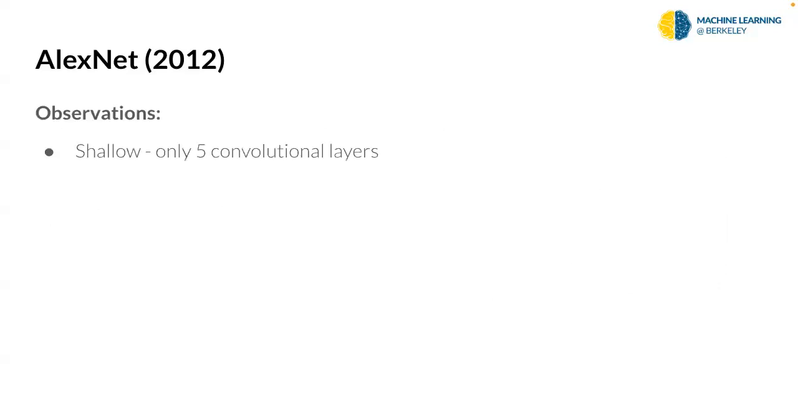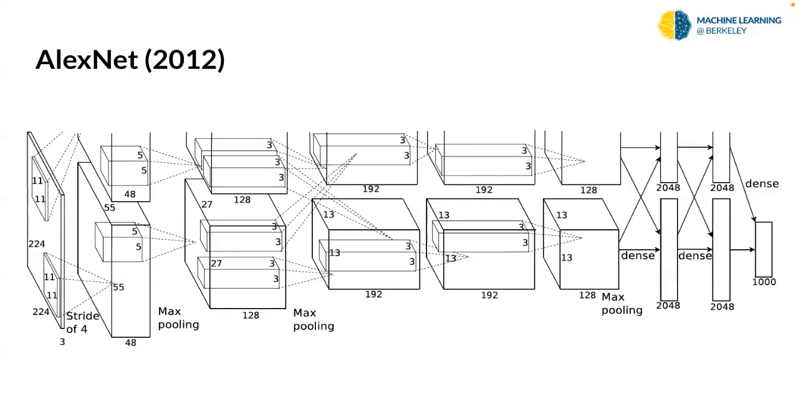Going into observations, first of all, it's very shallow. There are only, as you can see, 5 convolution layers. So our featurizer is not very deep at all.